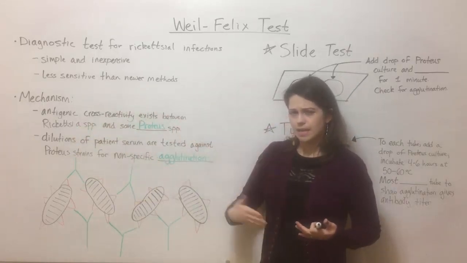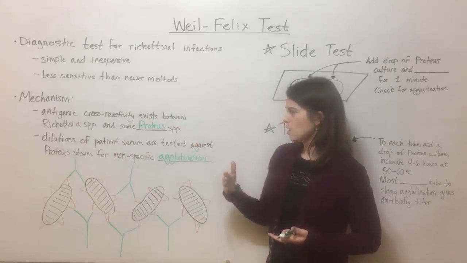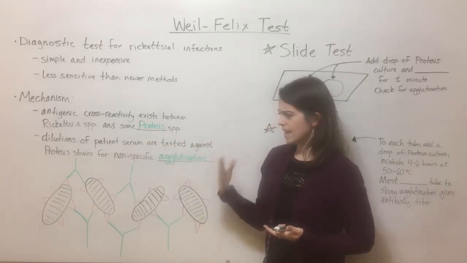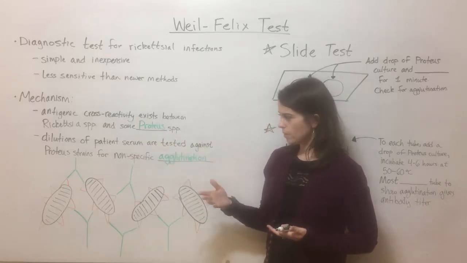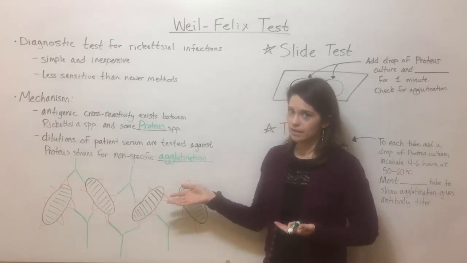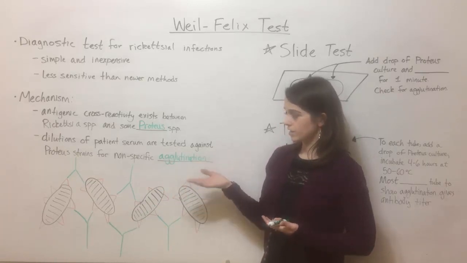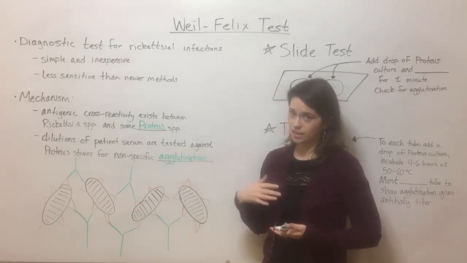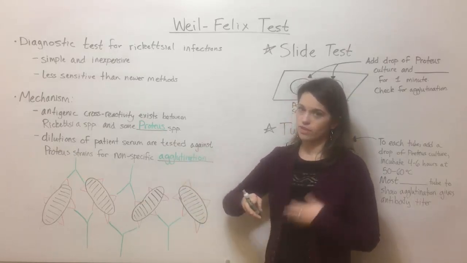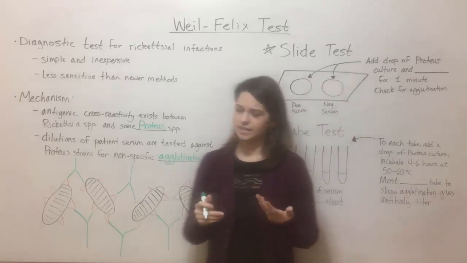So just to summarize, if somebody is sick because they're infected with rickettsial species and their body is making antibodies to try to fight off those infections, well, those antibodies will be in the patient's serum, and a doctor can take the serum, mix it with some proteus, and see if agglutination happens. If the proteus is agglutinated, then the doctor can determine that the patient has antibodies in their serum to rickettsia infections, which would mean that they were infected with something like typhus or Rocky Mountain spotted fever, the bacteria that caused those.